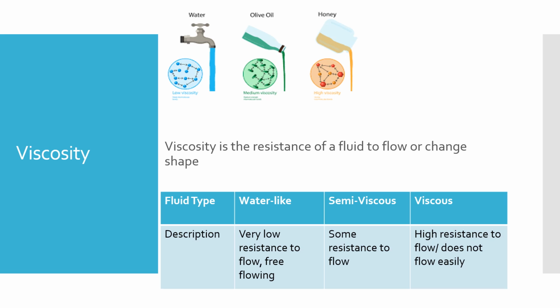So just to run through a couple of definitions before we start, just for viscosity. Viscosity is the resistance of a fluid to flow or to change shape. And in this case, we have semi-viscous fluids. As you can see, we have water-like fluids, which have very low resistance, so they're really free-flowing. Semi-viscous fluids have some resistance to flow, but they're not viscous. Viscous fluids have really high resistance to flow and they just don't flow easily. So we're kind of dealing with the middle scale here. This is important for when we are looking for the type of viscometer that we're going to be using.